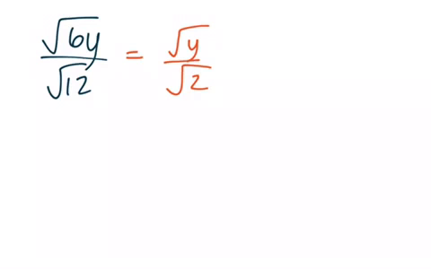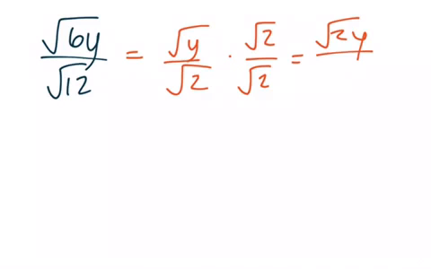So now, in order to eliminate that radical in the denominator, once again, we multiply by whatever is in the denominator. Whatever I do on the bottom, I have to do on the top. That's our rule for any fraction. So we multiply 2 times y, we get the square root of 2y. 2 times 2 is the square root of 4, which simplifies to 2. So that would be in simplest form.